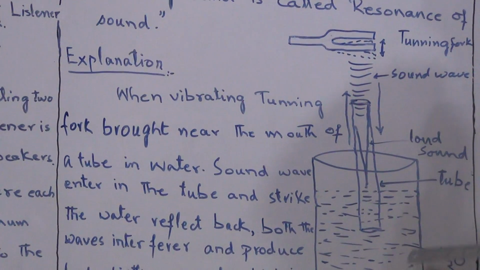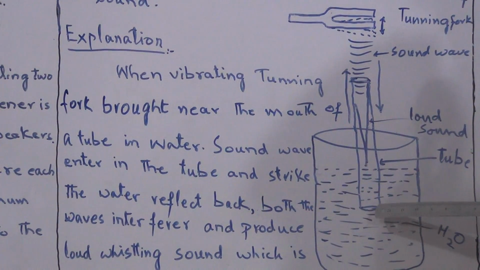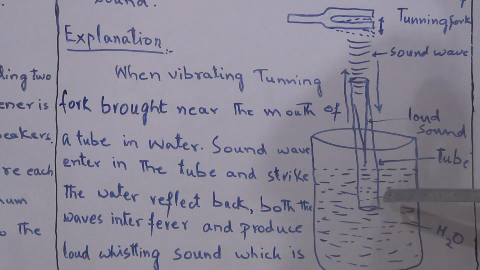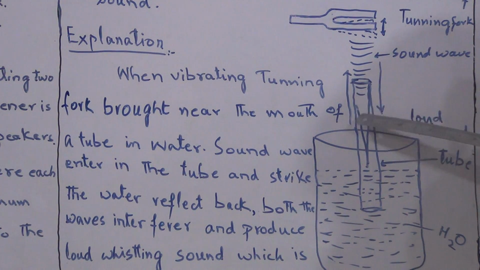So this is a beaker of water and this one is a glass tube. It is placed in the water of the beaker and a vibrating tuning fork is brought near its mouth. Sound waves from the tuning fork enter into the tube and strike the level of the water and return back. When they return back, they interfere with each other and produce large magnitude, which is the whistling loud sound. It is known as resonance of sound.